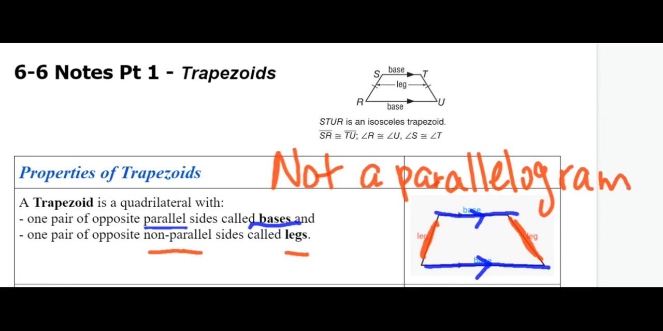So it has nothing to do with parallelograms, because in a parallelogram, both pairs of opposite sides are parallel, and in a trapezoid, only one pair of sides is parallel. The other two sides are not parallel.